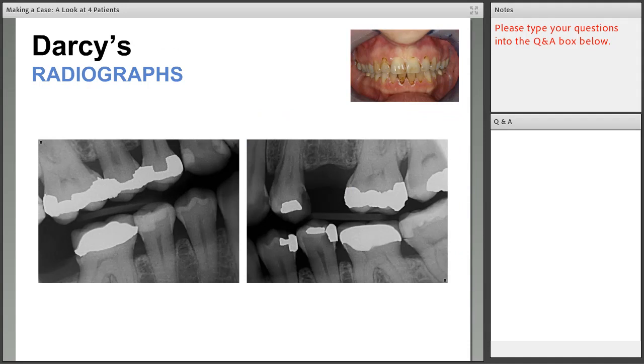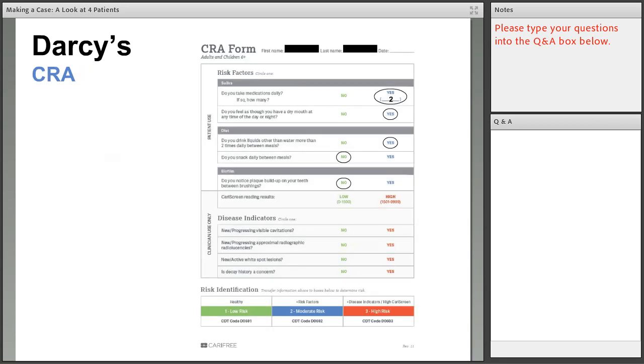So let's look at her x-rays. I think you can see the cavities, the decay, the lesions that she's got that are present. She's had a lot of restorative dentistry done in the past. She's missing some teeth. So that's looking at her radiographs. So let's look at her risk assessment form.